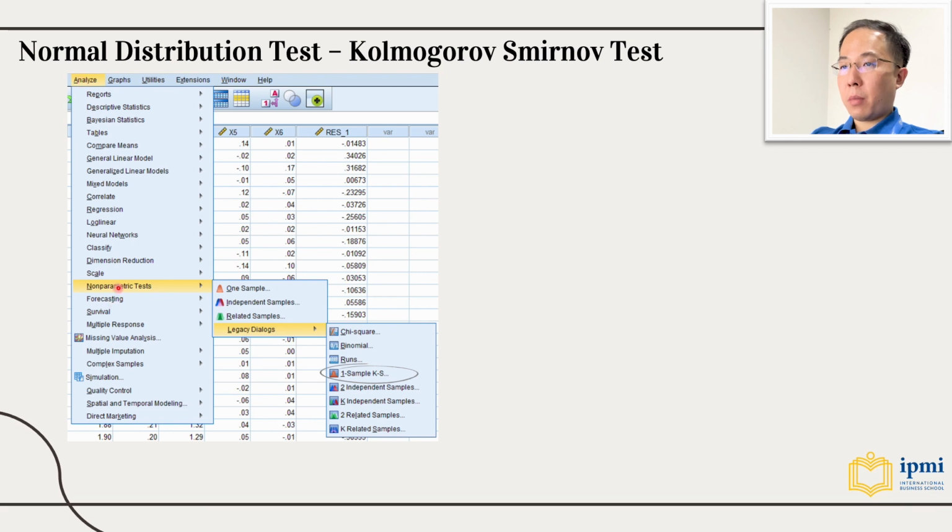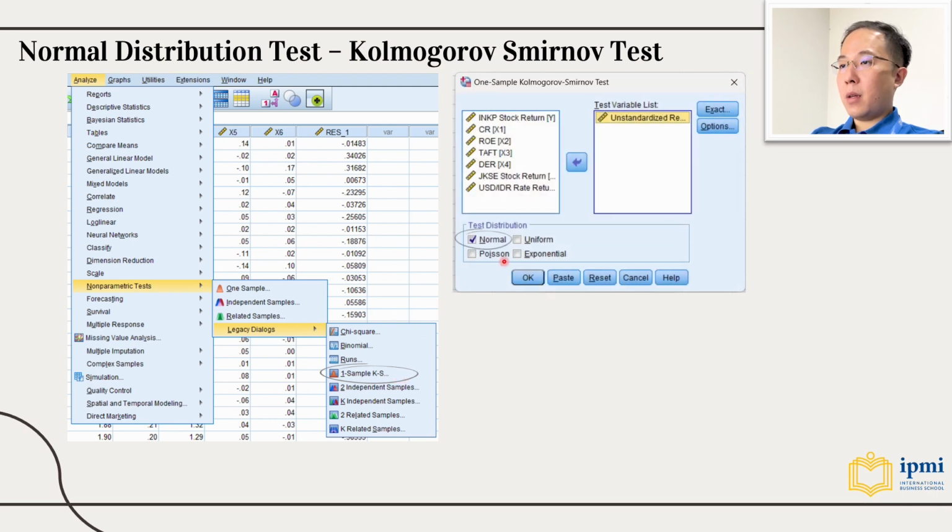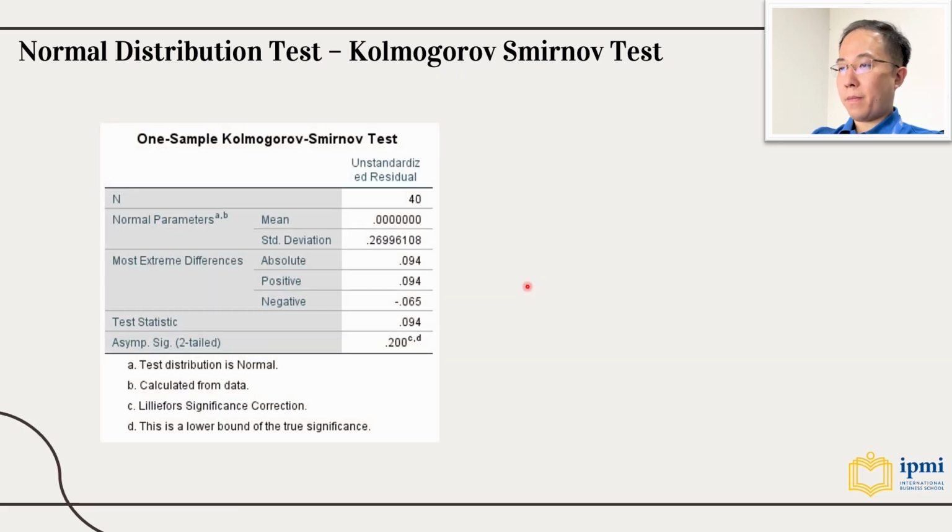Again, Analyze, Nonparametric Tests, Legacy Dialogs, and click One-Sample KS. Put it here. The new column, just drag it to the right side for the unstandardized residual, and then click Normal and click OK.